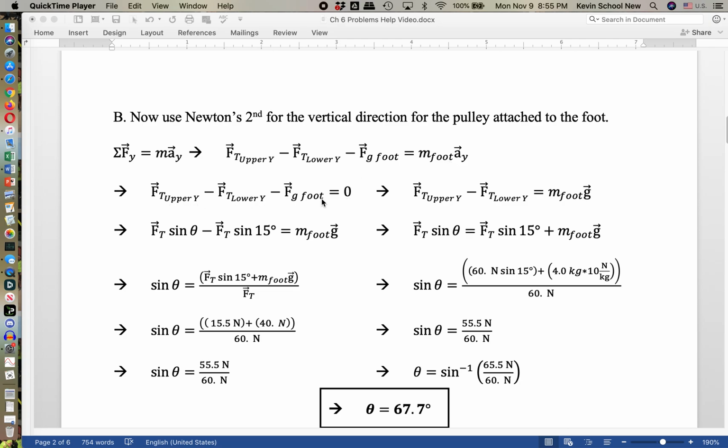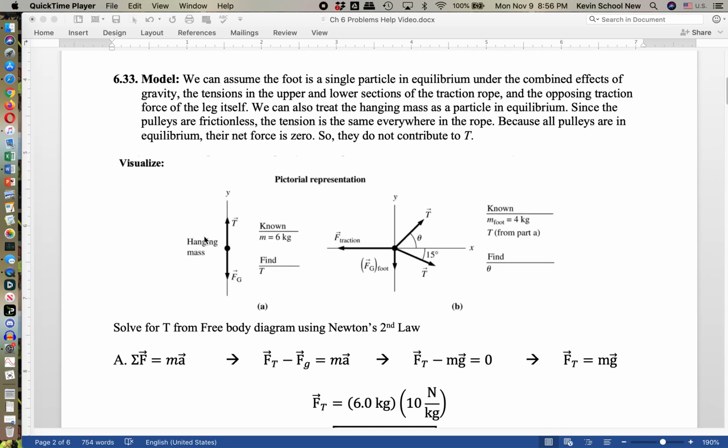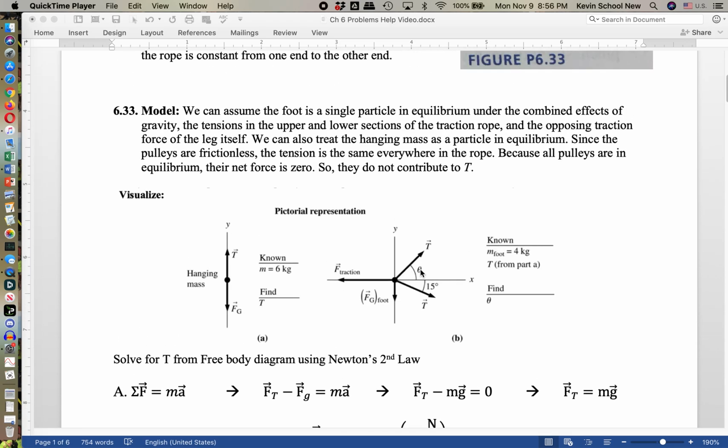So I can rearrange this and plug m times g in for the force of gravity and add it over to the other side. I can replace the tension y component terms with the force of tension times the sine of the angle, because if we look at the picture, we can see that the angle drawn in the force diagram is measured from the horizontal axis, so the vertical component will be the opposite side when we resolve that vector for both of those tension forces.